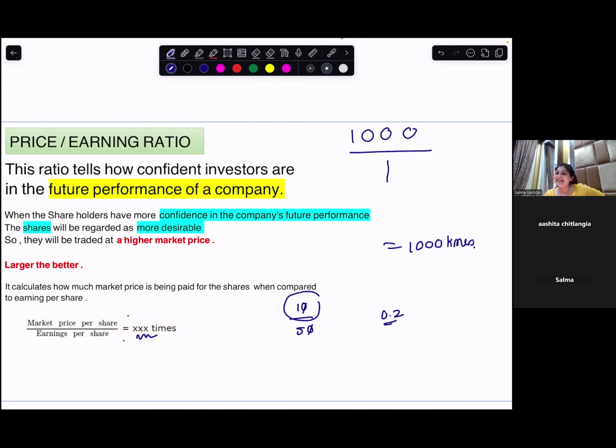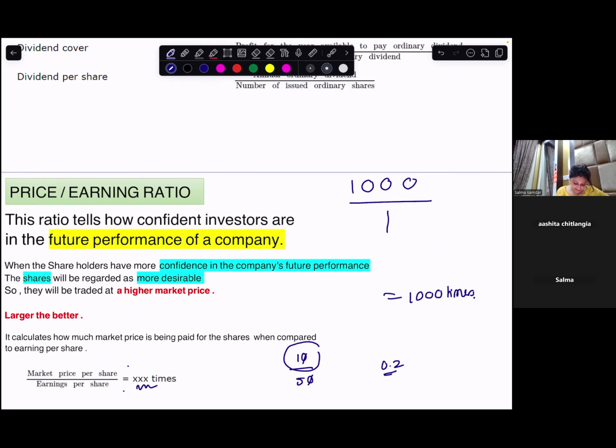I will take one lecture in a month and I'm charging 10,000 per month. That means your earning that you're getting is only one and you're paying me 10,000. So your price earning ratio is 10,000 times. At the same time, there is another person who is charging 1,000 and is taking 100 lectures.